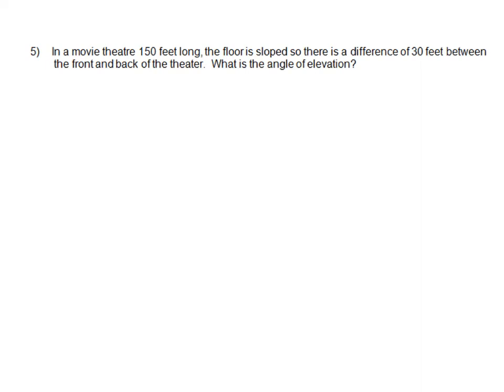All right, last example of this whole chapter, right? That's kind of cool. All right, so in a movie theater 100 feet long, the floor is sloped so that there is a difference of 30 feet between the front and back of the theater. What is the angle of elevation? So we had one kind of like this in another night's video. So, you know, you got this big movie screen at the front of the movie theater, and they're saying that the movie theater is 150 feet long. So here it's 150 feet to the back of the theater.